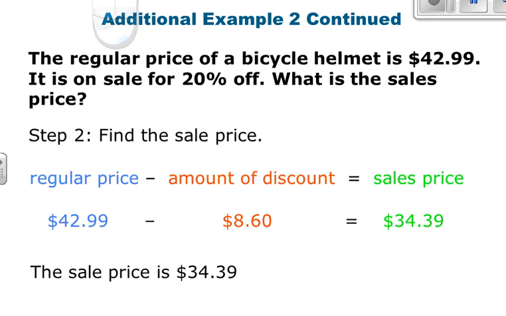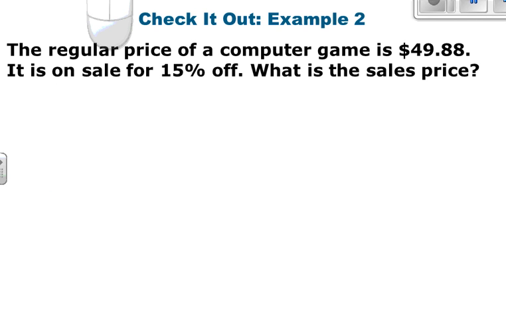Now, think about this as a question. If something is costing $42.99 and it is on sale for 20% off, does my answer make sense? $34.39 makes a lot of sense. It is smaller than the original, but it's not too small.